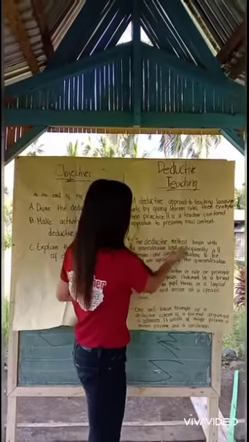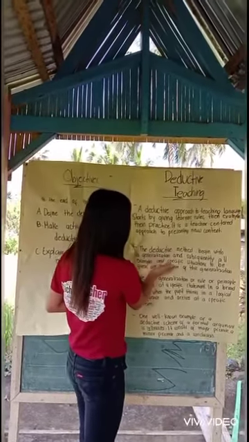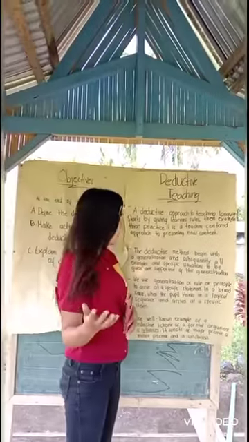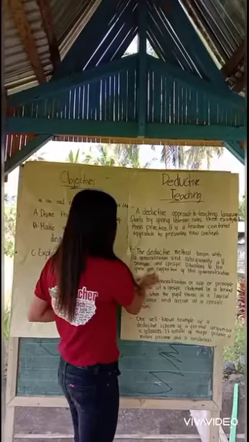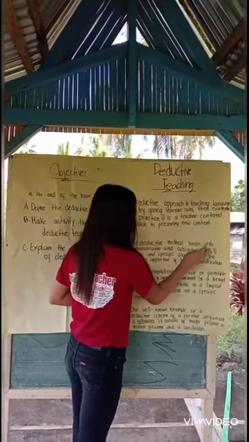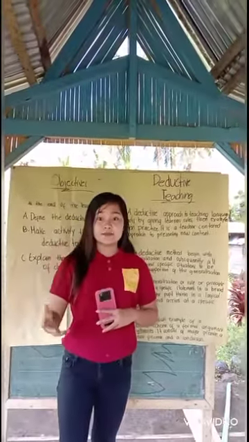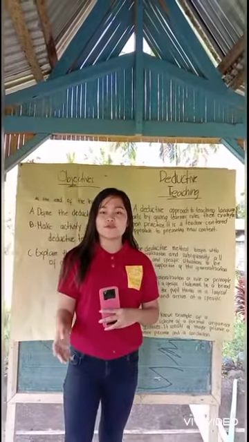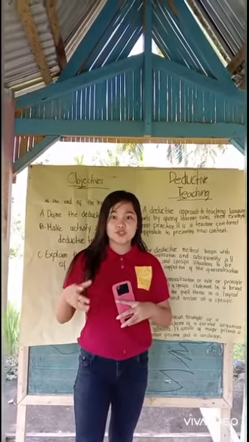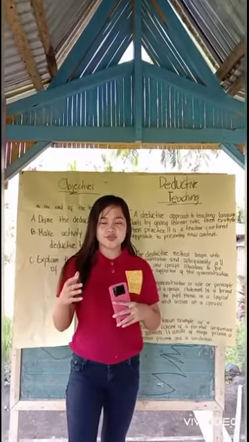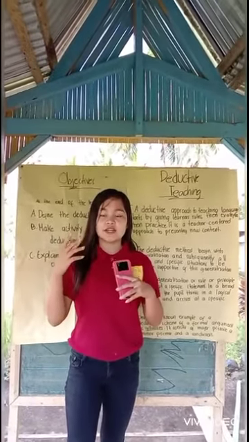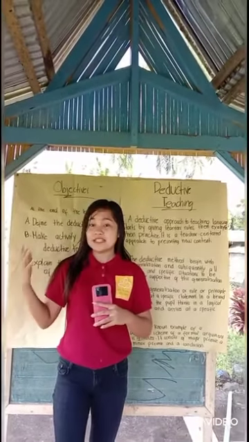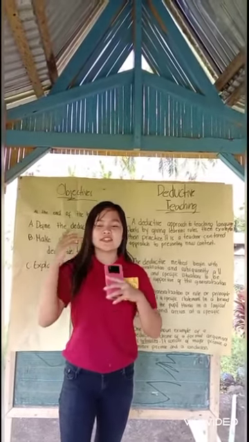So, the deductive method begins with a generalization, and subsequently all examples and specific situations to be given are supportive of this generalization. Meaning, the deductive method begins with a generalization. For example, a generalization is schools. If we make that school specific, we have the example Balintawak National High School. So that is specific.